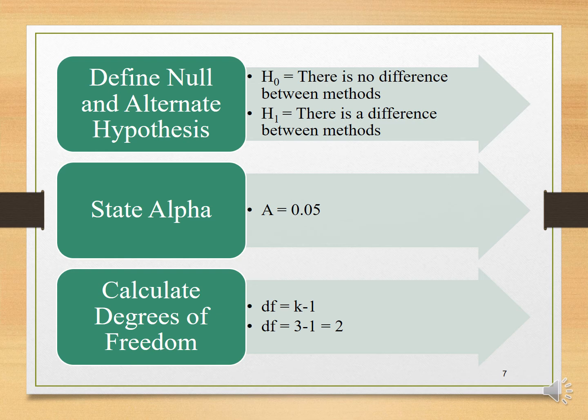Next, we are going to calculate our degrees of freedom. Degrees of freedom are equal to k minus 1, where k is the number of groups you have. So in this case, our degrees of freedom is equal to 3 minus 1, that is 2.